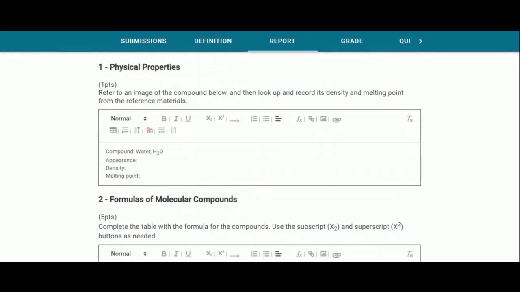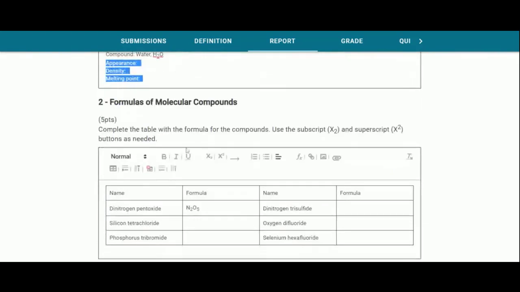The molecular compounds are pretty straightforward. Here you have water, H2O. You all know what water looks like. You can describe its appearance, density, and melting point. Honestly, you probably already know those, maybe. If not, you can definitely look them up. It's pretty easy to find on the internet.